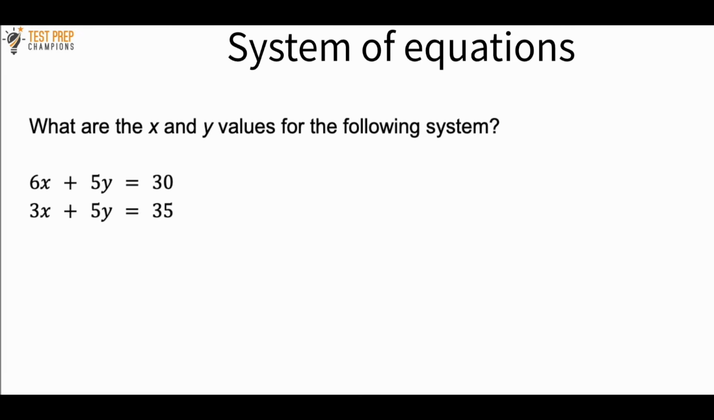Okay, so let's talk about this question. First, let me start by going over it using the substitution method. So I'm going to call the 6x plus 5y equals 30 equation 1, and the 3x plus 5y equals 35, let me call that equation 2. So the key here when you use substitution is you want to pick one equation and first solve that equation for a variable, and that's going to give you your starting point to figuring out the answers. I know that sounds kind of confusing, so let me show you what I mean.